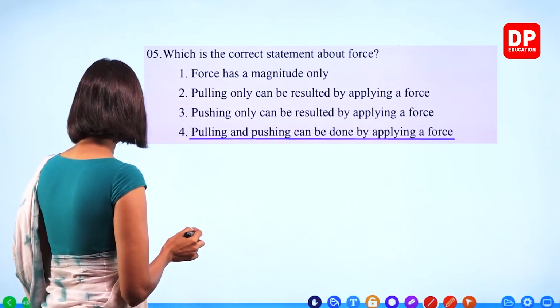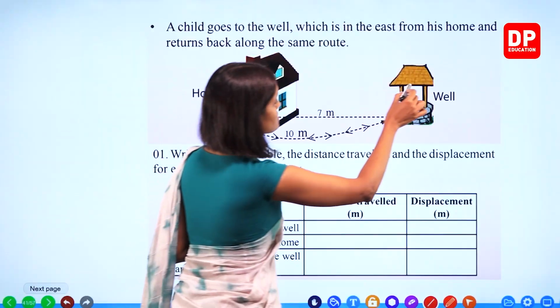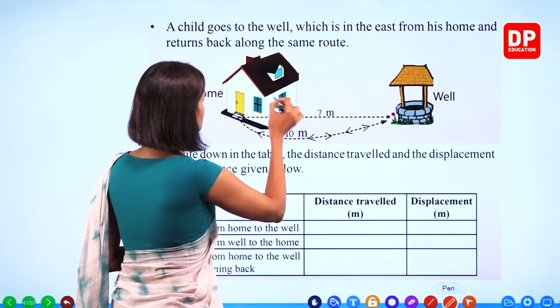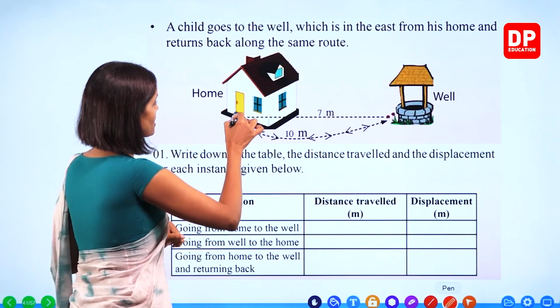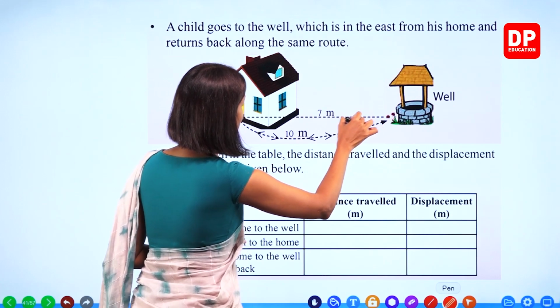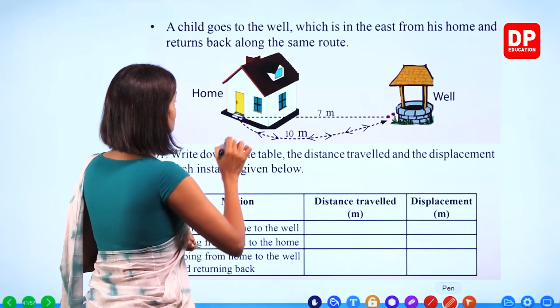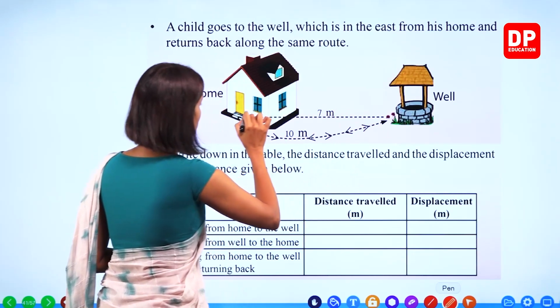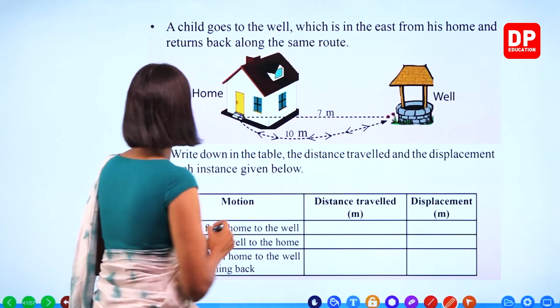Right, we'll move on to the next. Look at this. A child goes to the well which is in the east from his home and returns back along the same route. This is the home, this is the well, right? So this is the direction towards east, right? Look at this one here, given a kind of circular path. This is the actual path he takes, right? So this one you all can see is a straight line from the first location to the second location, right?